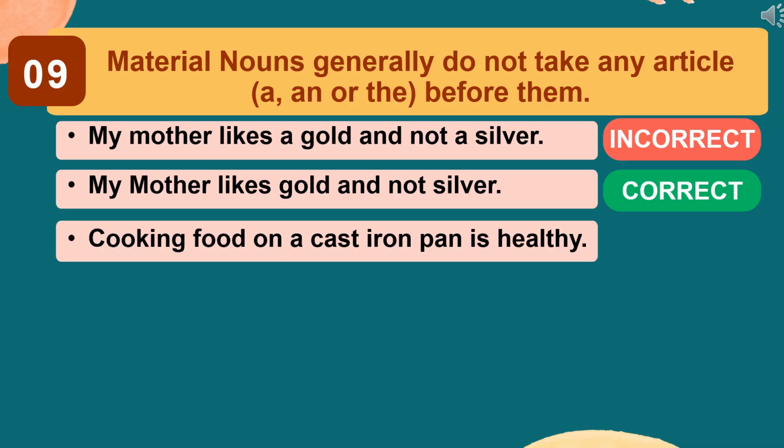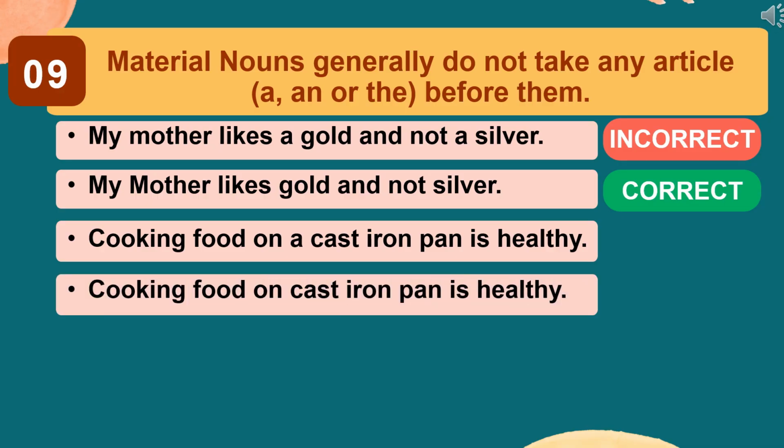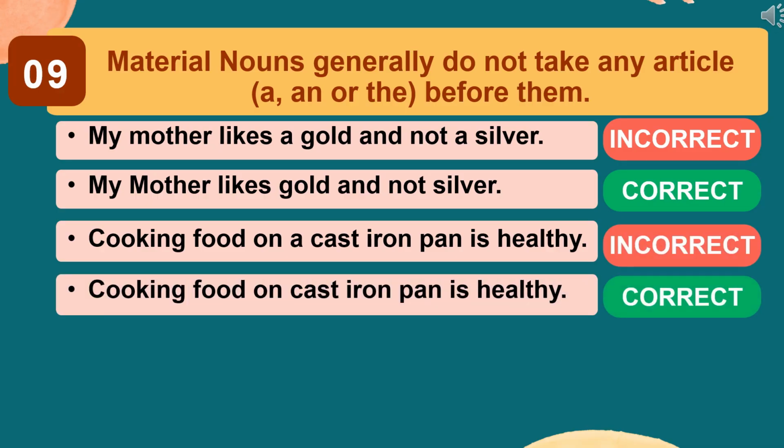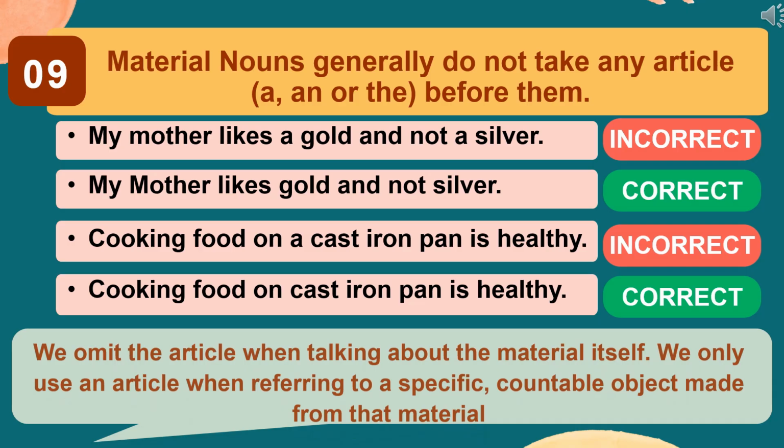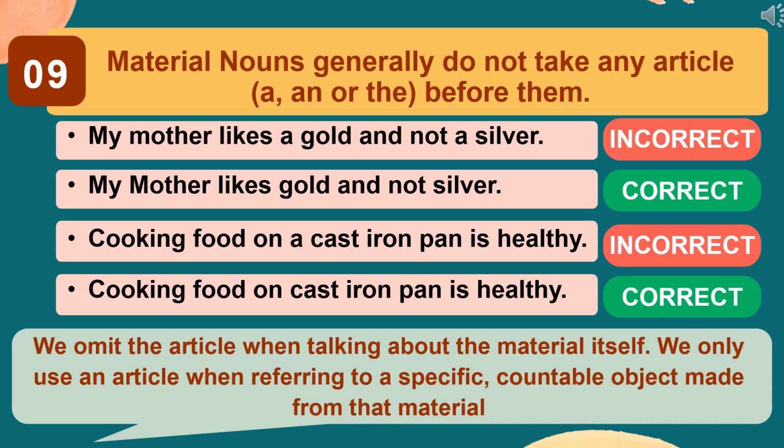Cooking food on a cast iron pan is healthy. Incorrect. Cooking food on cast iron pan is healthy. Correct. Remember, we omit the article when talking about the material itself. We only use an article when referring to a specific, countable object made from that material.